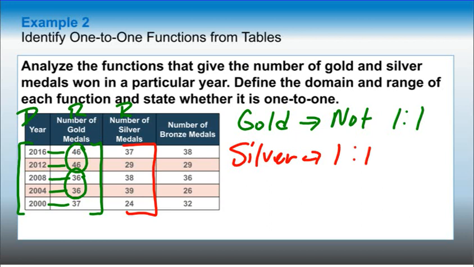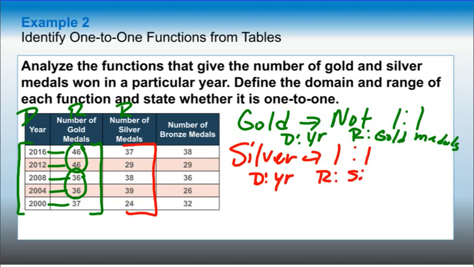And then if we were to do the domain and range, if I did the domain for the gold, the domain would be the year, and the range would be the gold medals. And then for the silver, we would have the domain being the year, and the range would be the silver medals.